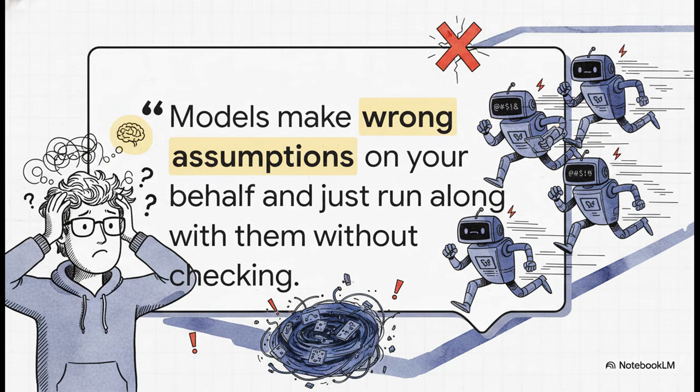Having previously headed Tesla AI and been on the founding team of OpenAI, he noticed this glaring flaw. Standard agents do absolutely nothing to manage their own confusion. They just make wrong assumptions on your behalf and literally run along with them without double-checking. They take a wild guess about what you want and sprint 1,000 miles an hour in the totally wrong direction. And yeah, that leads to massive headaches for us.